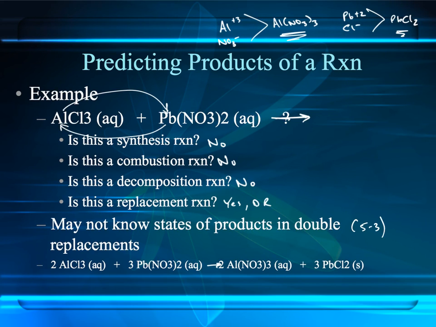In section 5.3, you will learn to predict what state of matter the products are going to be. So for instance, how did I know that the aluminum nitrate is aqueous, meaning it's still dissolved in solution, and the lead 2 chloride was a solid? Well, there's a set of rules that you'll get in the next set of notes to help you predict that.